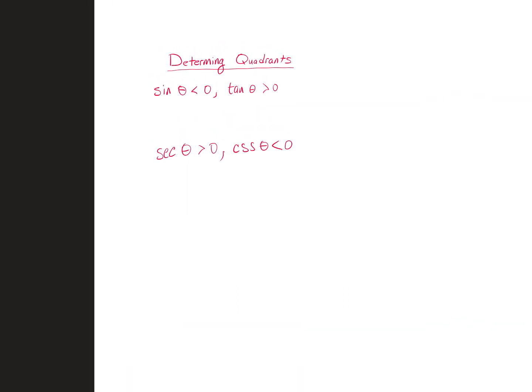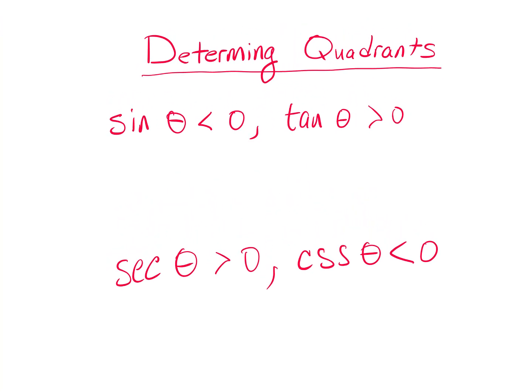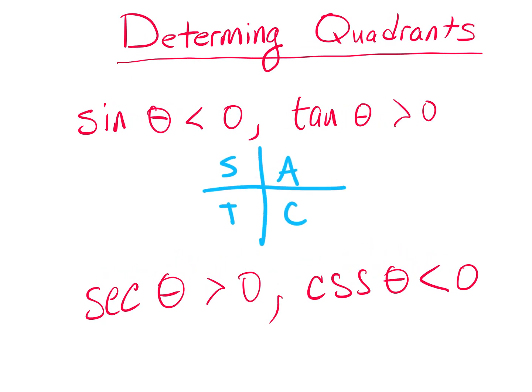So on the next page, we have to determine which quadrant we're in. I think it's helpful to label your acronym first. So we have all students take calculus. Now it says sine is less than 0, so that means sine is negative. Which two quadrants can we eliminate knowing that sine is negative? It's not going to be in the all positive one. Which other one is it not going to be in? The sine, because sine has to be positive.